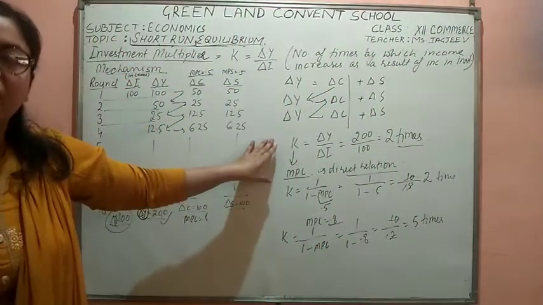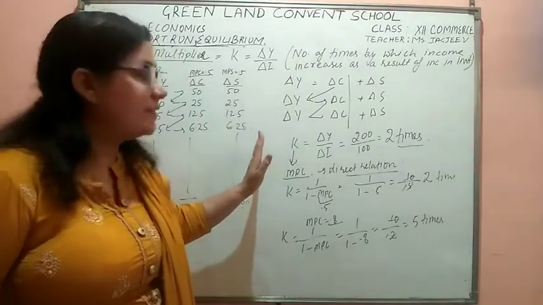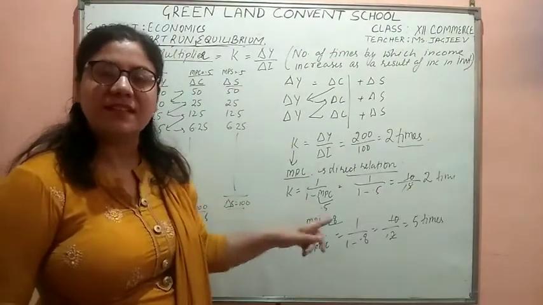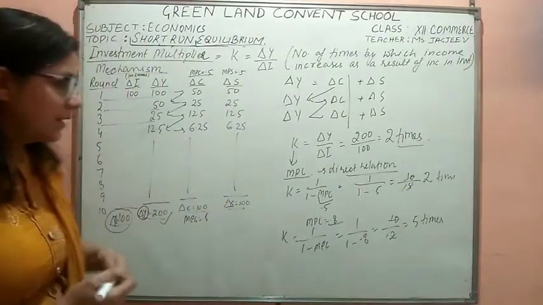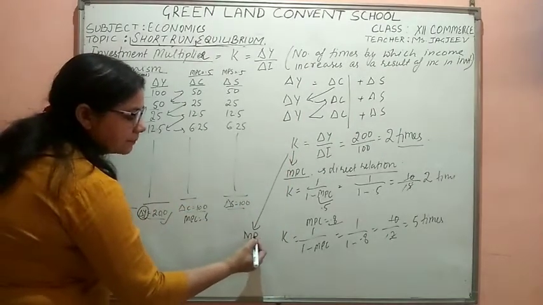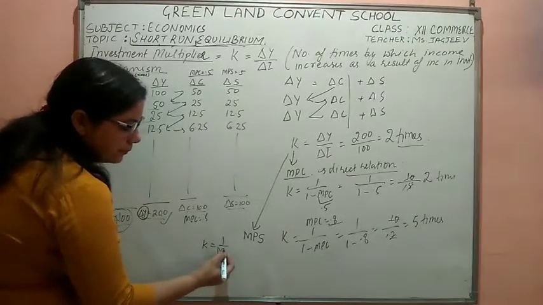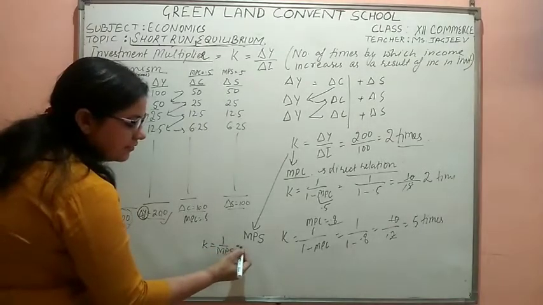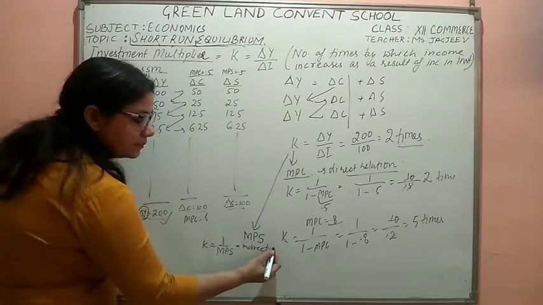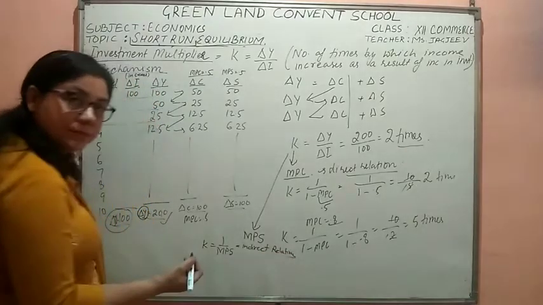So the question may come, a small short question, what is the relationship between MPC and multiplier? MPC and multiplier are having a direct relationship. Increase in the marginal propensity to consume will increase the multiplier every time. But what is the relationship between MPS and multiplier? Multiplier is equal to 1 over MPS. It is having an indirect relationship. The more the people save, the less will be the increase in income.